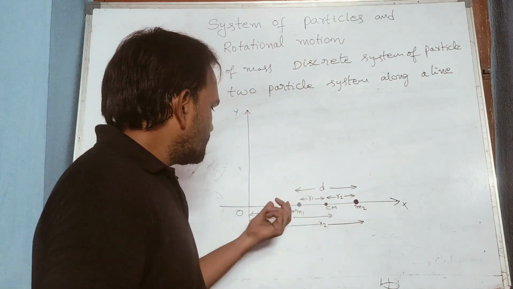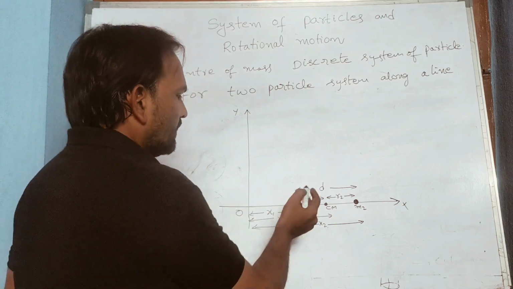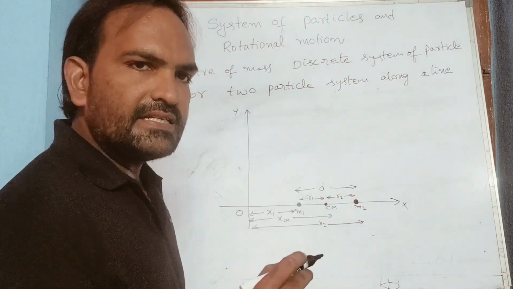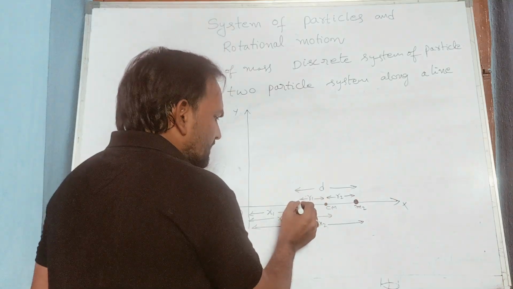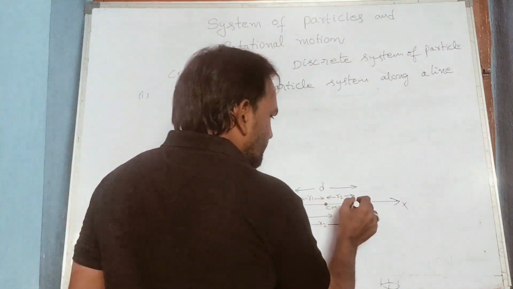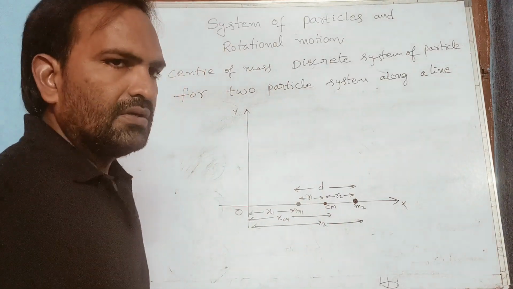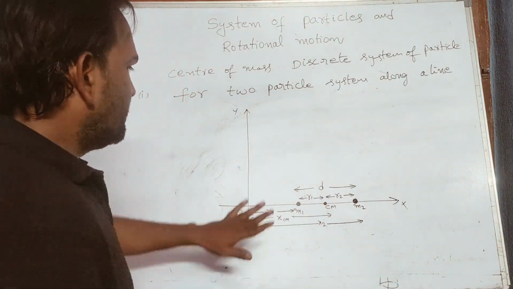The center of mass, by assumption, is at x. Next, here R1 and R2: R1 is the distance from the m1 particle of the system to the center of mass, and R2 is the distance from the m2 particle to the center of mass. So this is the basic information.